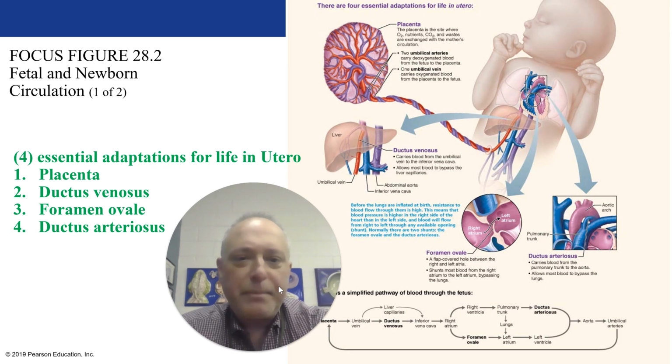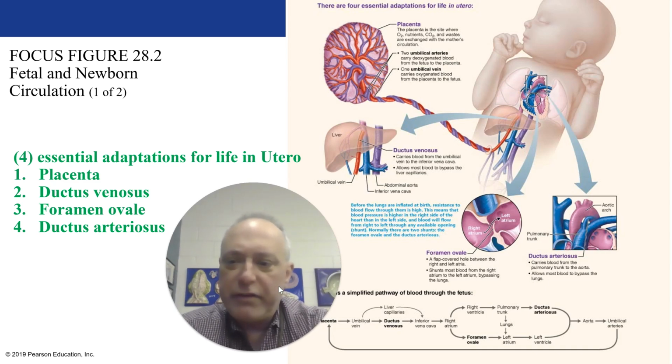One coming in actually is one umbilical vein, which carries oxygenated blood. This is one of the exceptions to the arteries always being away from the heart. And then we've got two umbilical arteries which carry deoxygenated blood from the fetus to the mother, to the placenta.